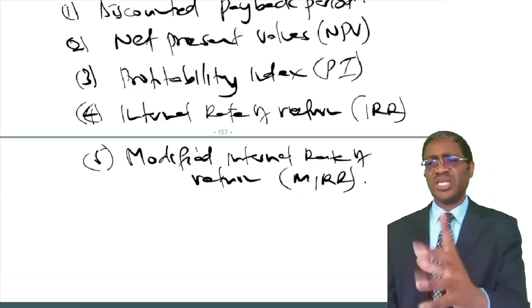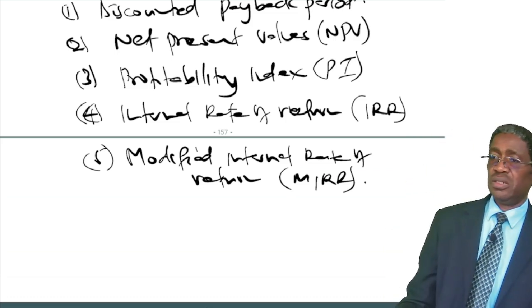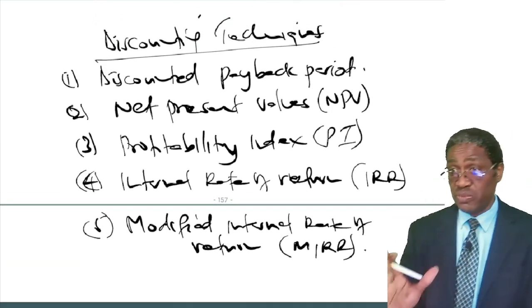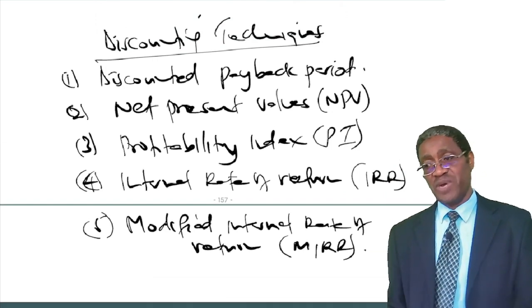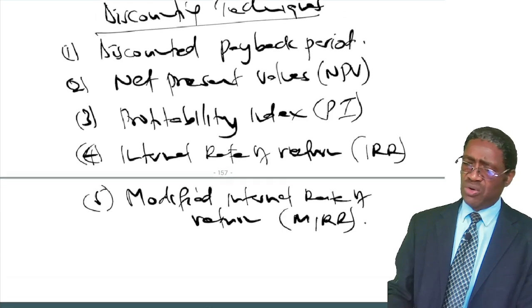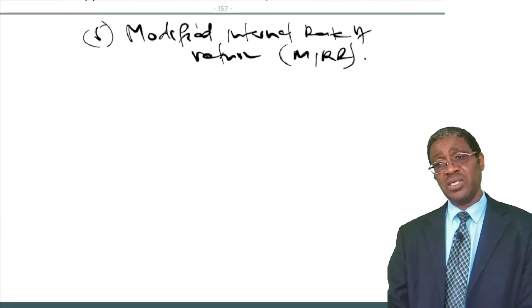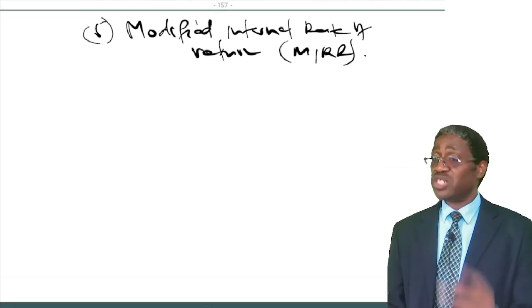Good. So these are the various methods under the discounting techniques. I've said they are those methods that take into consideration time value of money. Okay. Let me now go back to the first category, where we have said the two methods that do not take into consideration time value of money.